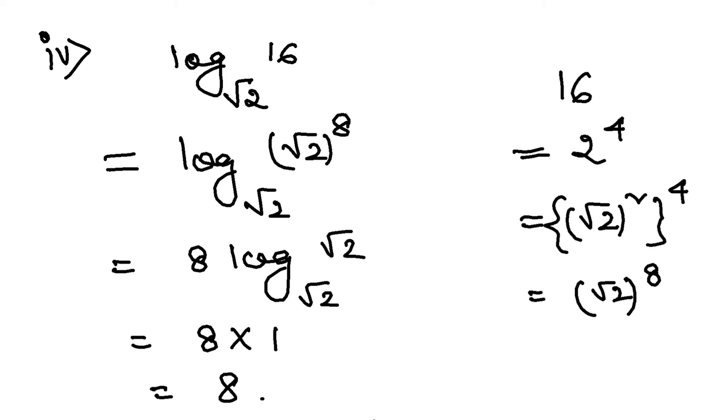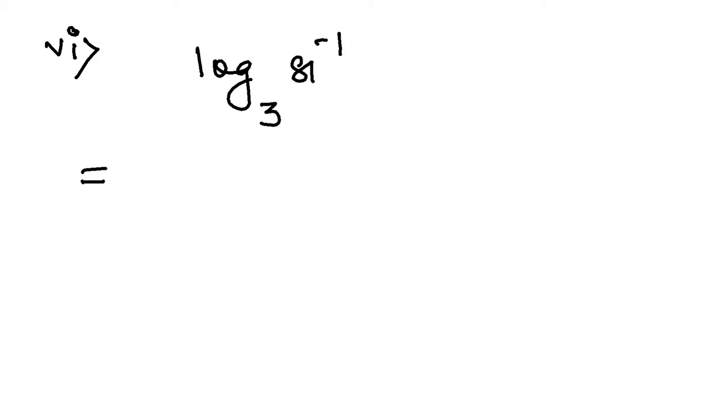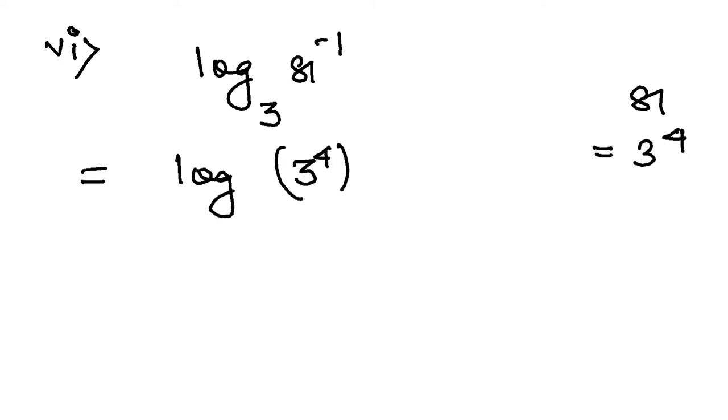Alright, so this is easy provided you know this part, so please pay attention to this part. And let's take question number 6 now. Question number 6, log of 81 to the power minus 1, base is 3. So how shall I break this one? 81 is nothing but 3 to the power 4, and we already have another minus 1 here. My base is 3.